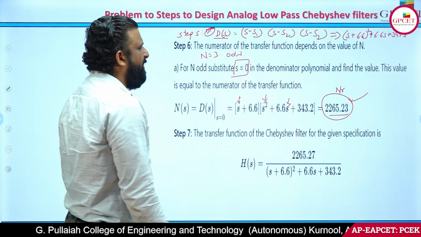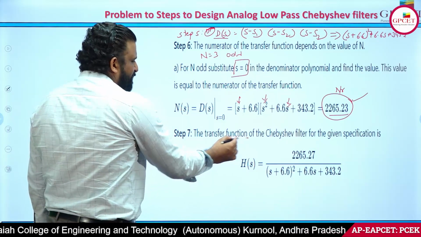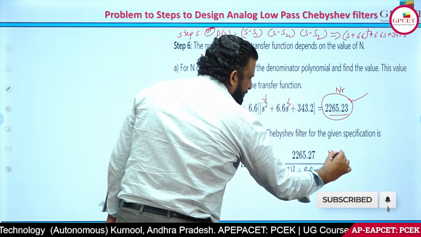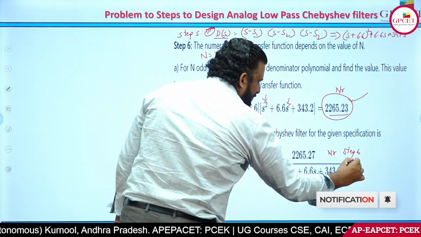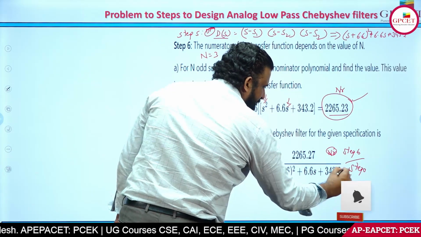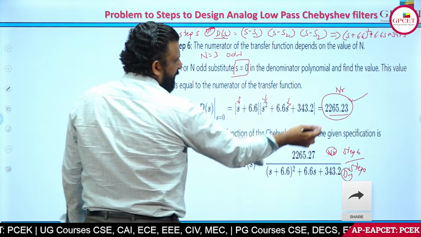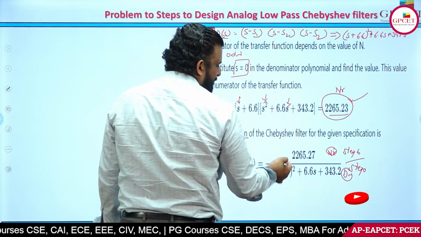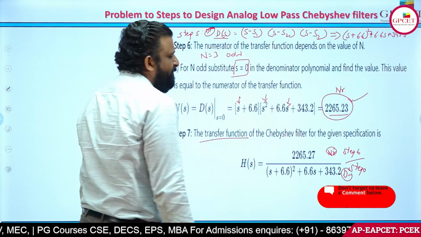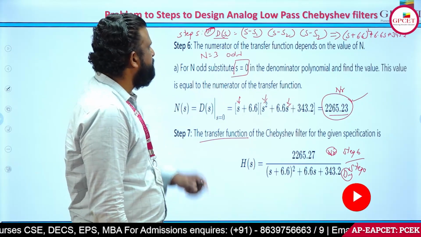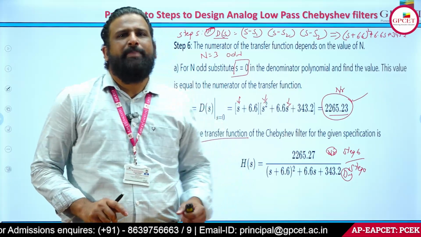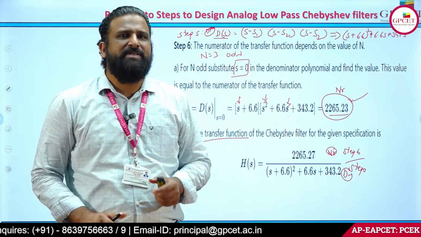After getting the numerator part, finally we are going to find the transfer function of the analog Chebyshev filter, that is the numerator divided by the denominator: step 6 value divided by step 5 value. So 2265.27, which is the numerator part, divided by the denominator, that is (S plus 6.6) whole square plus 6.6S plus 343.2. Like this, we find the transfer function of the analog Chebyshev filter, by using the 2 techniques, Butterworth and Chebyshev filter.